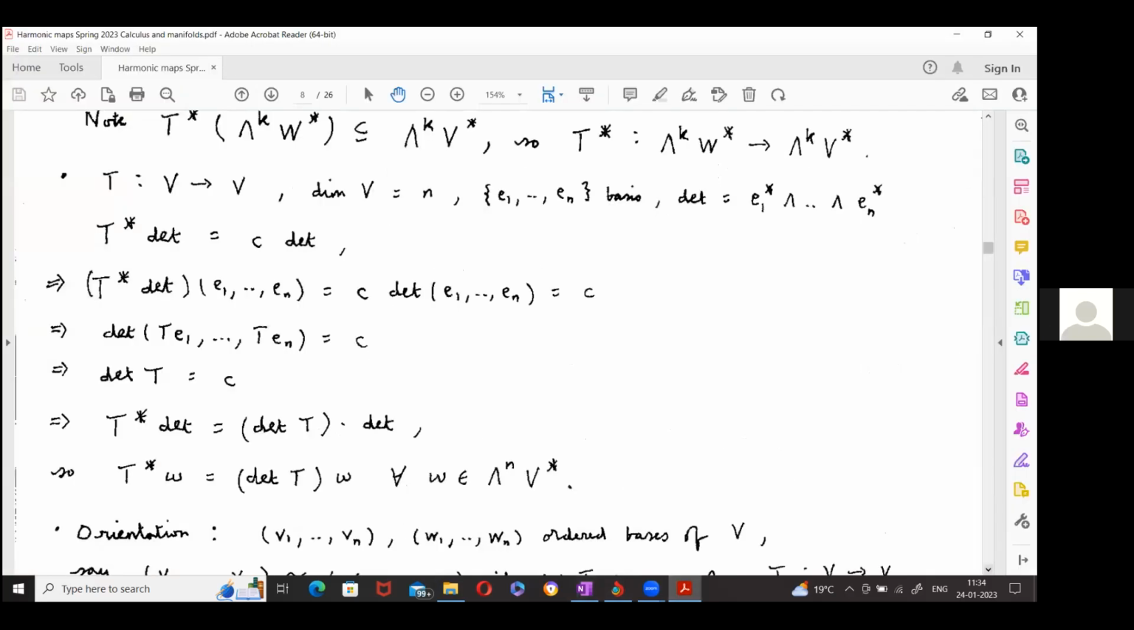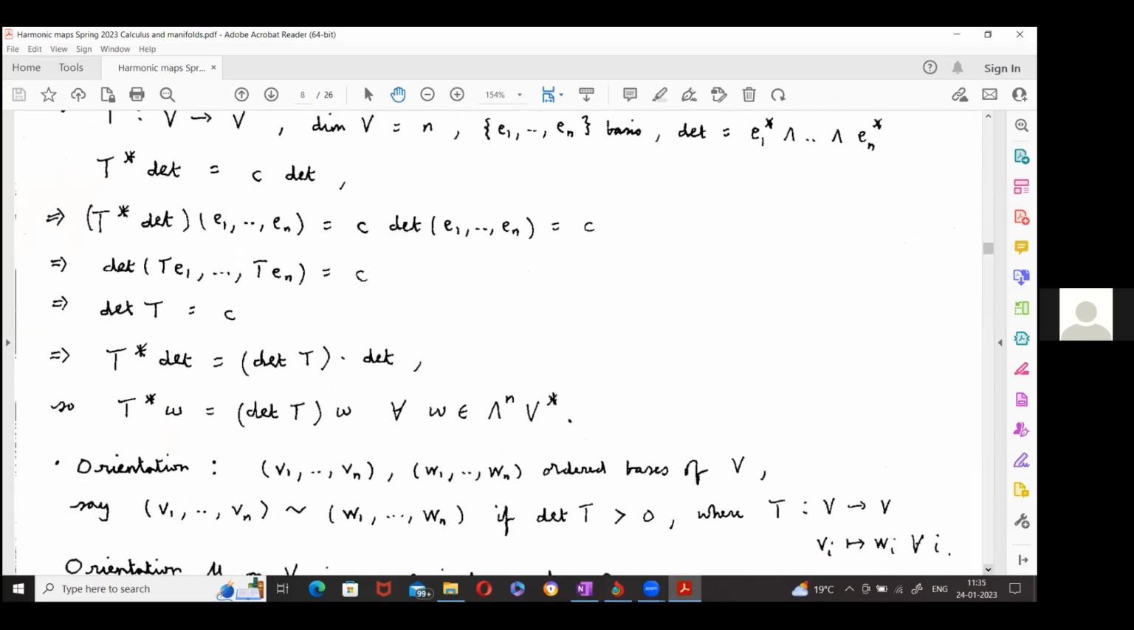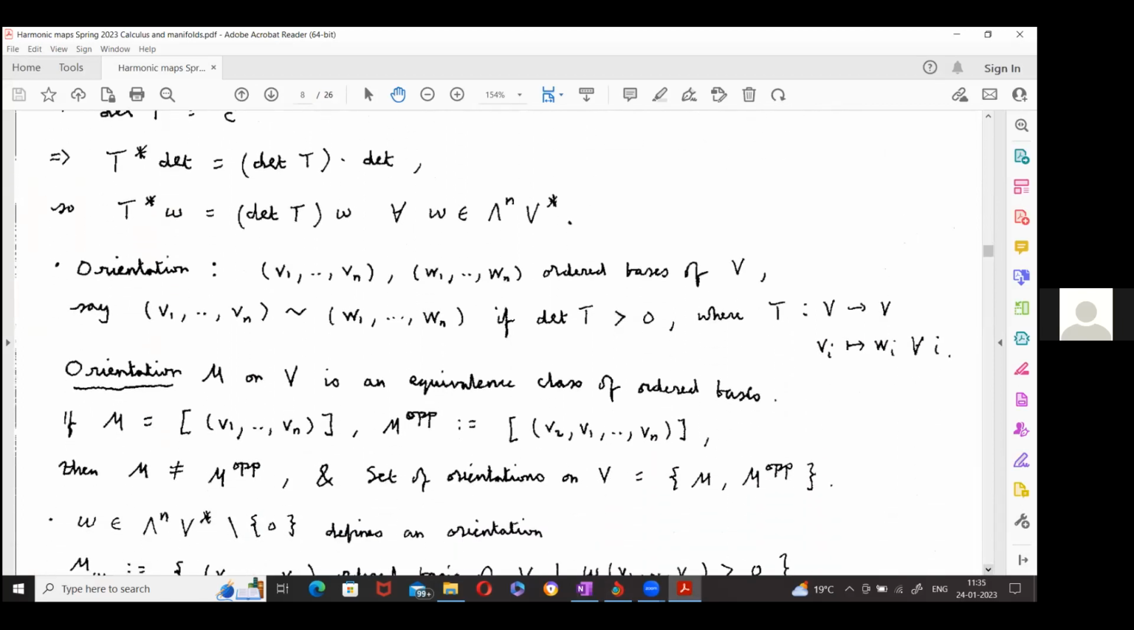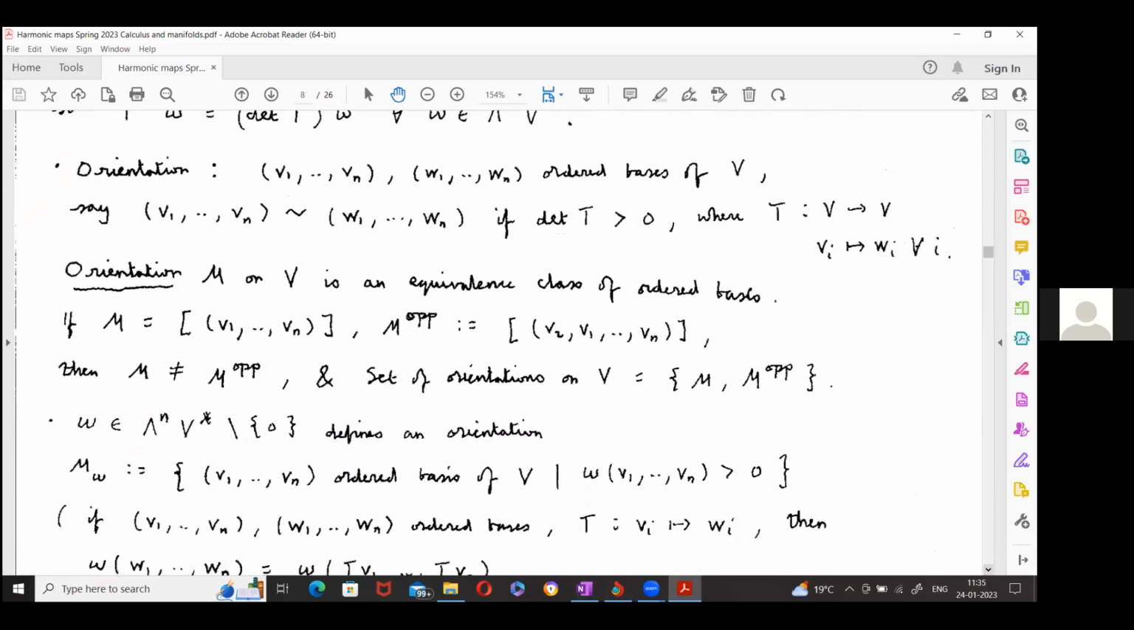Okay, so now we need to define, for integration, this will be important, what's called orientation. So orientation is the following.